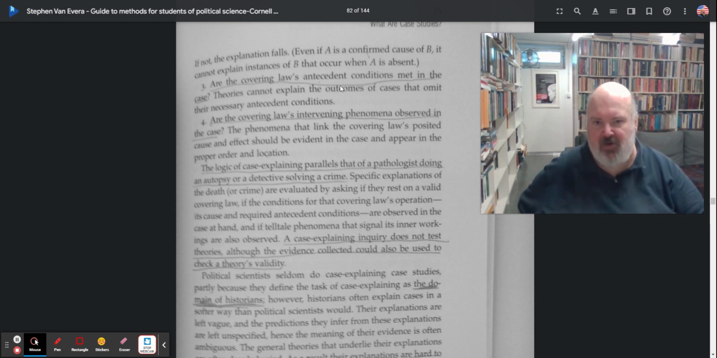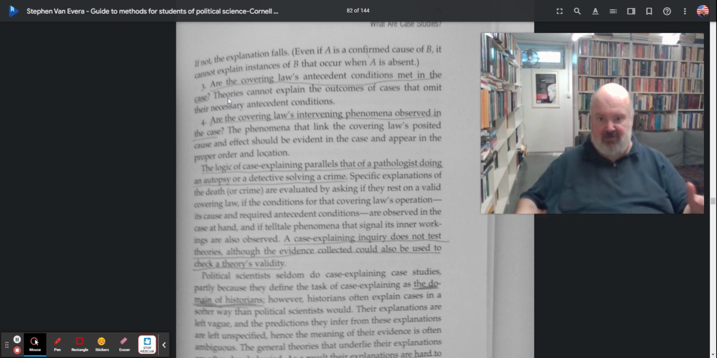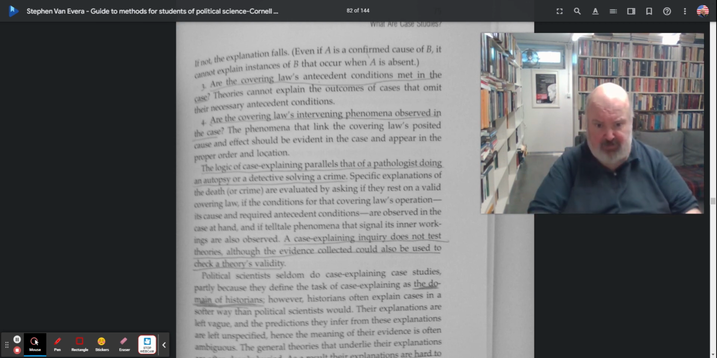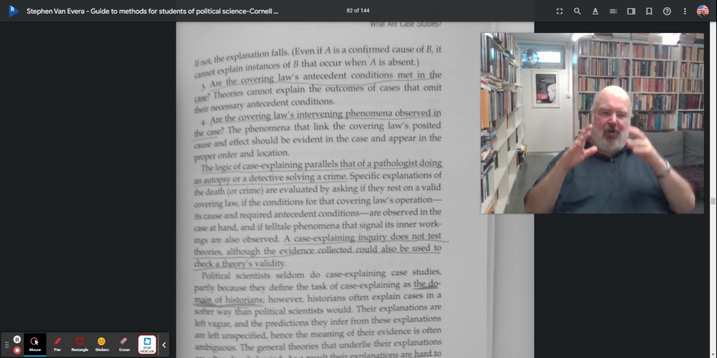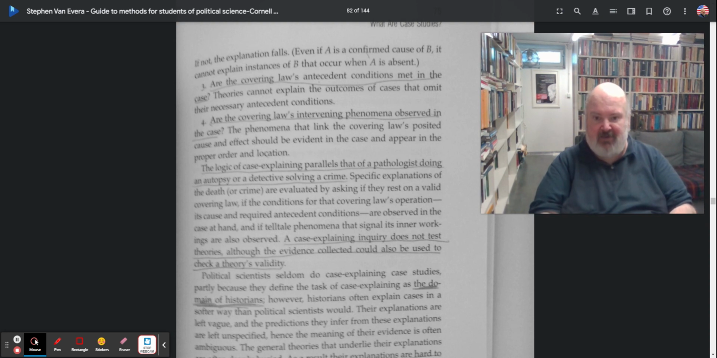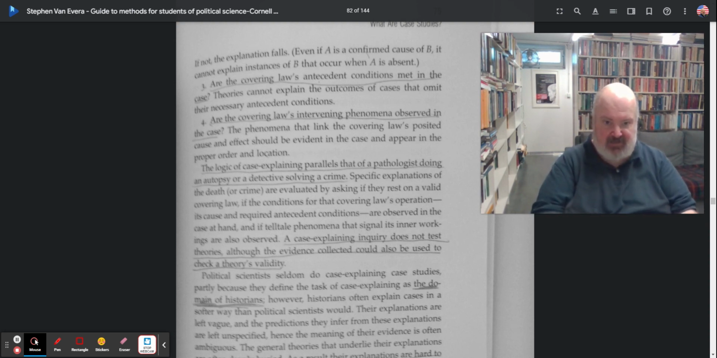3, are the covering law's antecedent conditions met in the case? In other words, are they present? Are the conditions present and doing what they're supposed to be doing? Theories cannot explain the outcome of cases that omit their necessary antecedent conditions. In other words, if the theory requires an antecedent condition and those antecedents are not present, then the explanation is not doing its job.